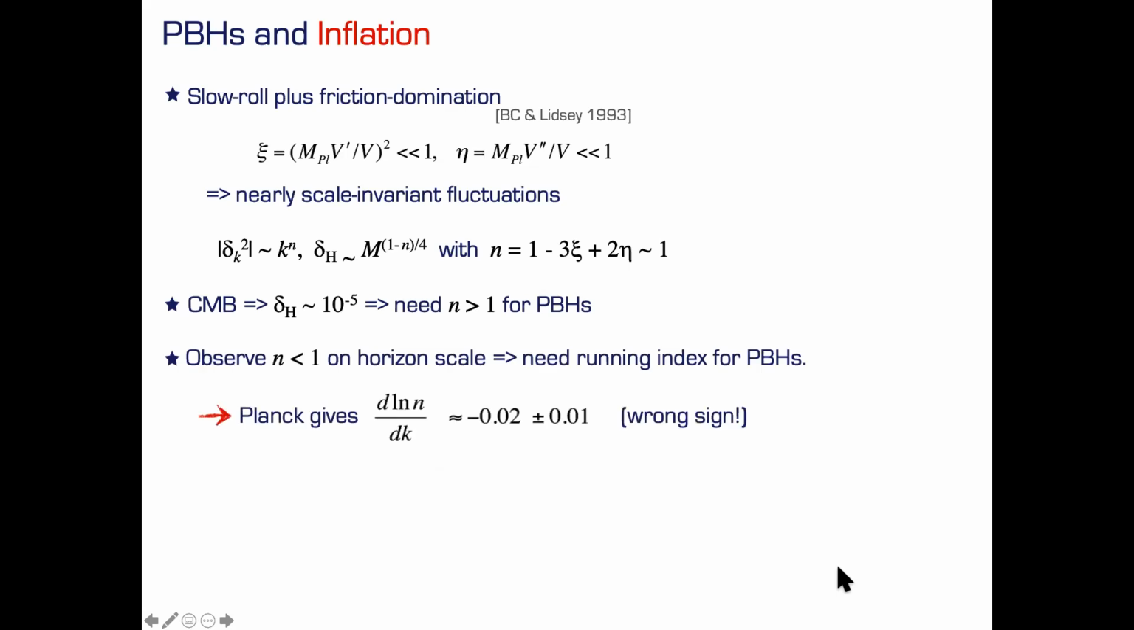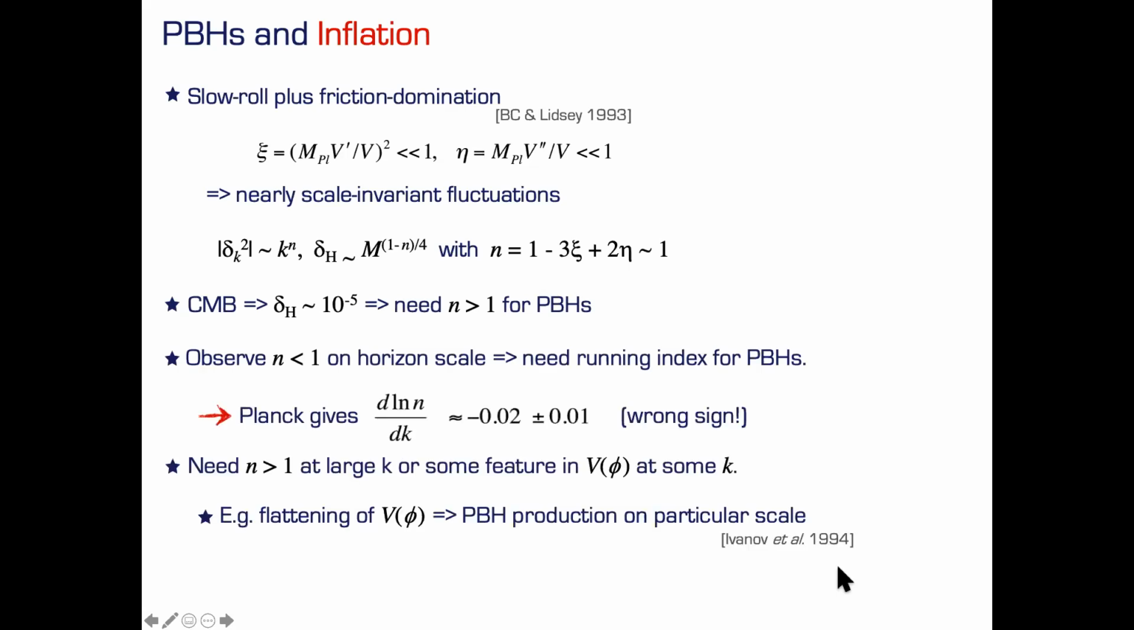let me just open all of these things. Already in the early 1990s, Bernard Carr and, I think, his PhD student Jim Lidsey were looking at slow-roll inflation, where perturbations are nearly scale invariant and the perturbation spectrum has a simple power law form, k to the n, with some spectral index n. And if zeta and eta are very small, this is almost 1.